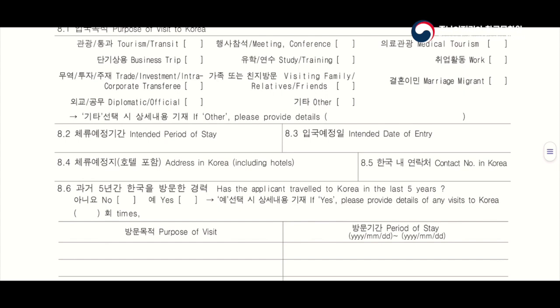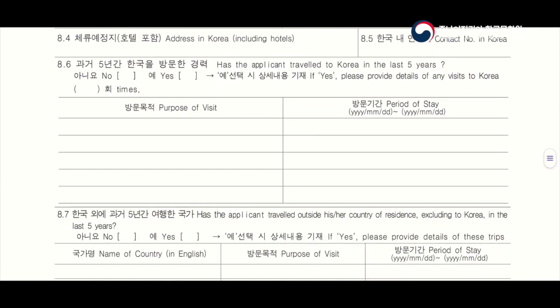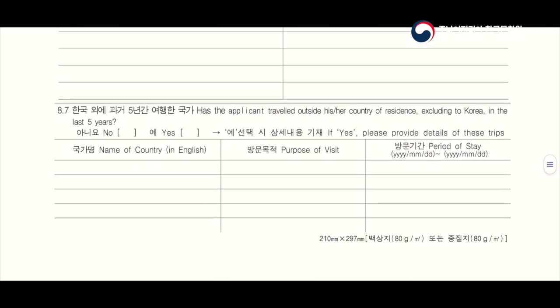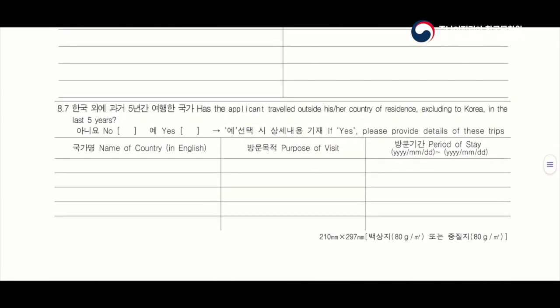And if you have traveled to Korea in the last 5 years, you have to provide details, the purpose of visit, and the period of staying. That is for those that have traveled to Korea in the last 5 years, but if not, you just have to tick no. Also, if you have traveled outside your country or lived outside your country, aside from Korea, in the last 5 years, you have to provide the name of the country, the purpose of visit, and the period of staying.